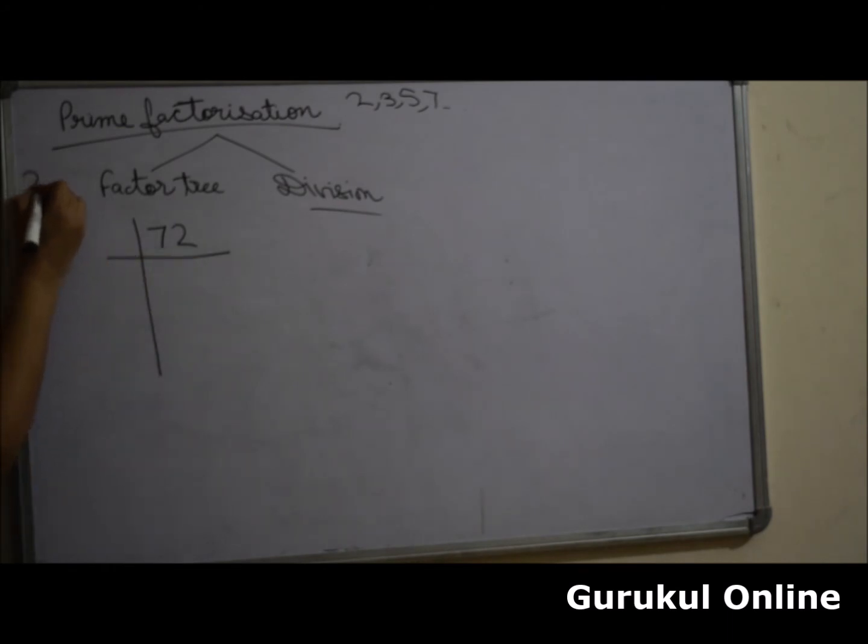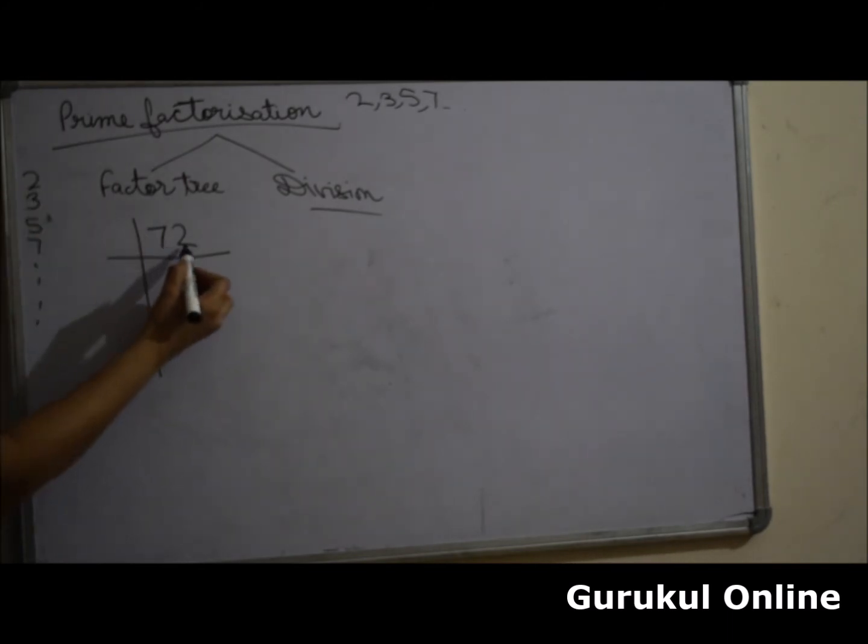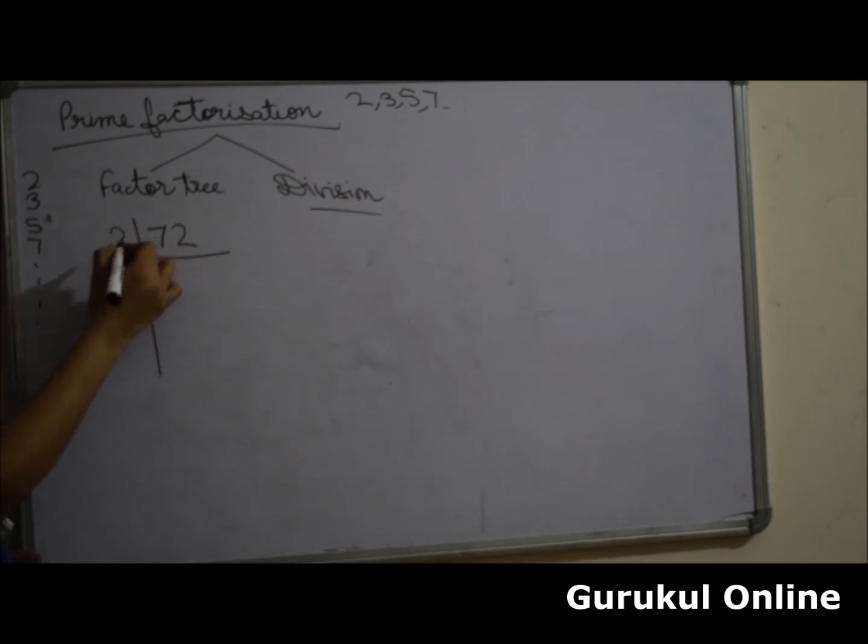We'll take prime numbers 2, 3, 5, 7 and so on. So we'll start with 2. Is 72 divisible by 2? Yes, because the digit at the one's place is even. So this is divisible by 2. Now we'll divide 72 with 2. See, there are two ways of doing it. You have to just practice.